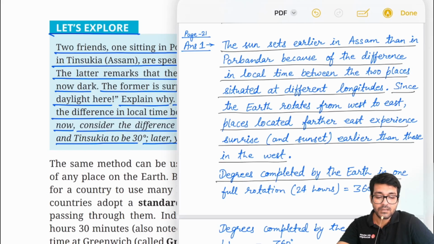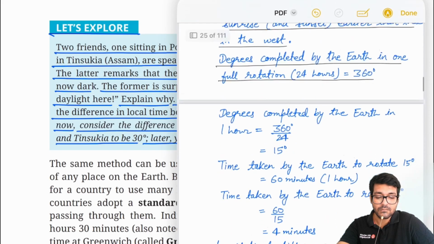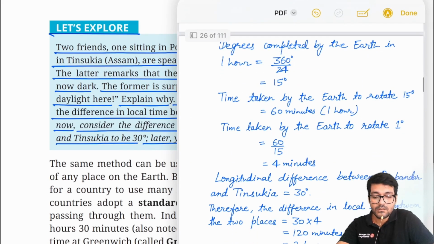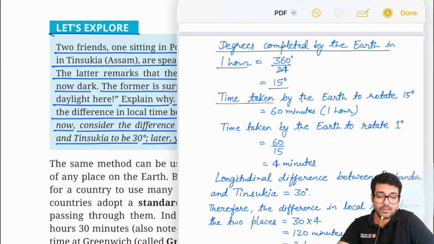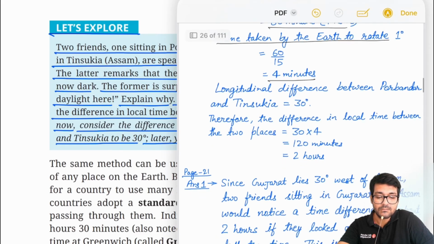Degrees completed by the earth in one full rotation, that is 24 hours, is equal to 360 degrees. Degrees completed by the earth in 1 hour is equal to 360 degrees upon 24 is equal to 15 degrees. Time taken by the earth to rotate 15 degrees is equal to 60 minutes or 1 hour. Time taken by the earth to rotate 1 degree is equal to 60 upon 15 is equal to 4 minutes.